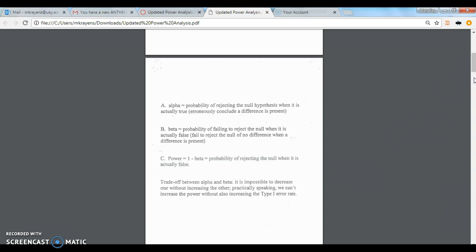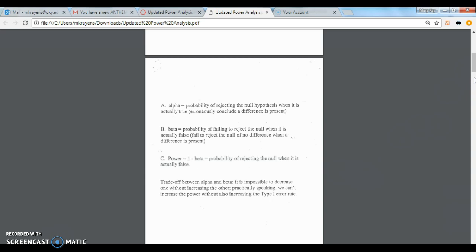But if I reject the null no matter what, I will always reject the null even when I shouldn't, which would make my alpha, or the probability of rejecting the null when it's actually true, equal to 1, or 100%. So it would go the same way. If I wanted to make alpha as small as possible, I can only do that by increasing beta.